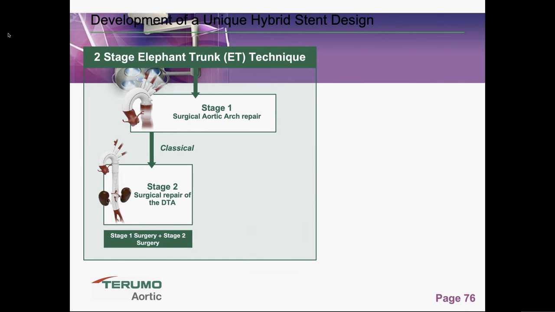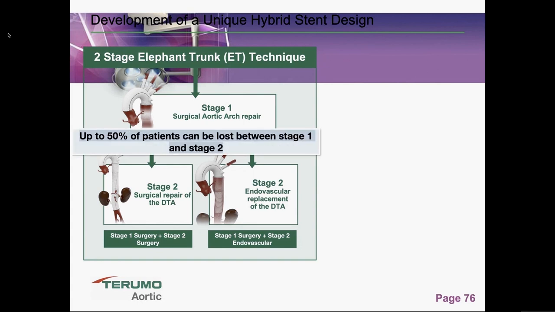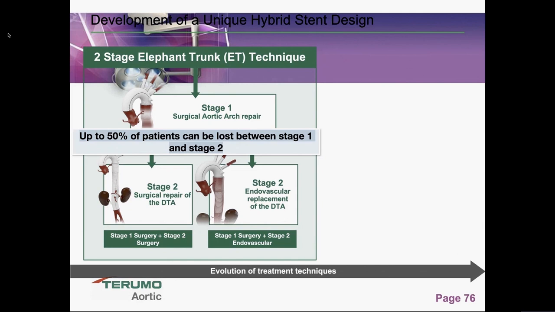As you can see on the diagram, in the conventional elephant trunk, the patient first undergoes stage 1, where the arch is replaced with a branch graft, then the floppy graft is put inside the descending aorta. The patient then undergoes the stage 2 procedure, where another graft is anastomosed to that graft which has been put inside the descending aorta, or the patient undergoes TEVAR. The problem with this is that up to 50% of patients can be lost between stage 1 and stage 2.